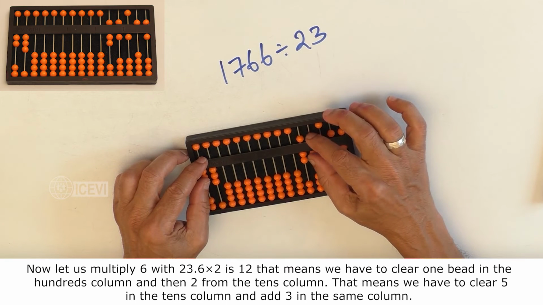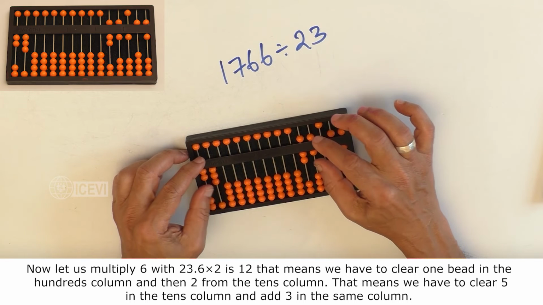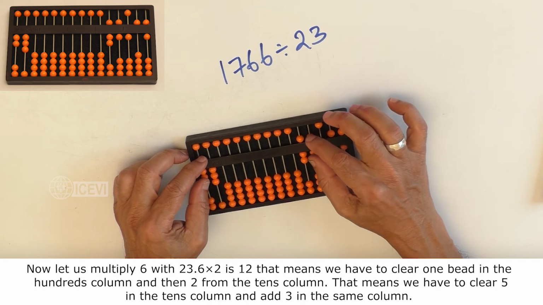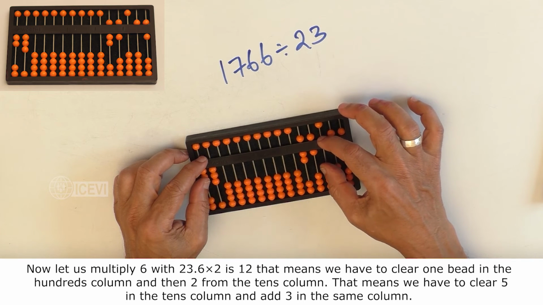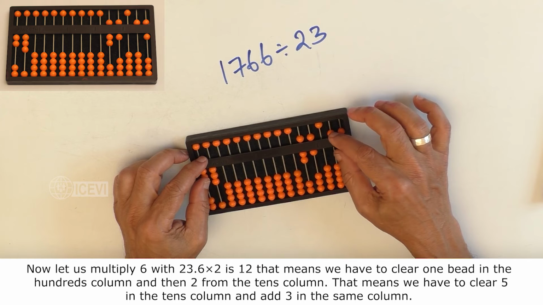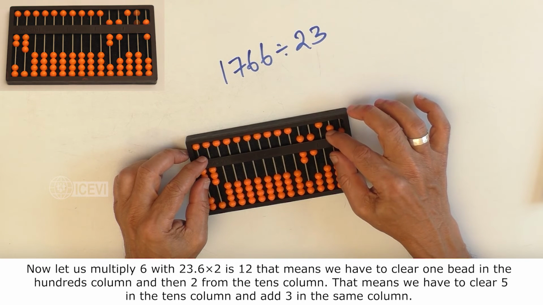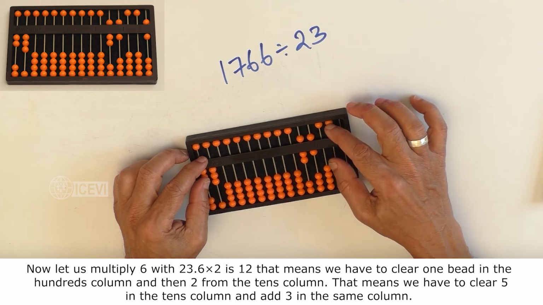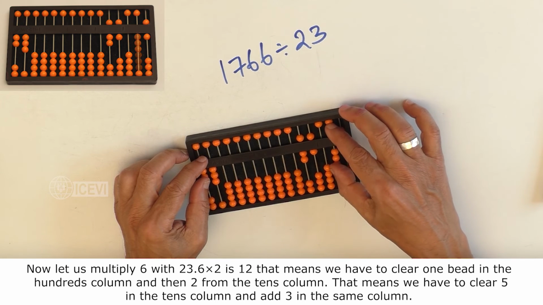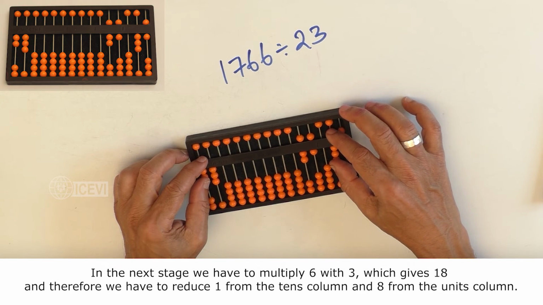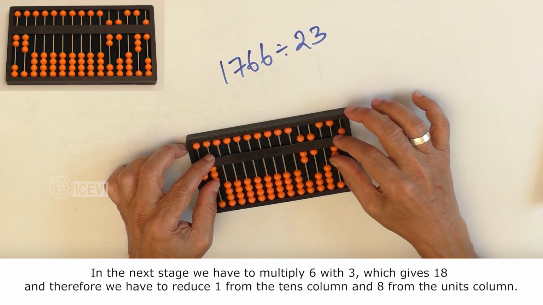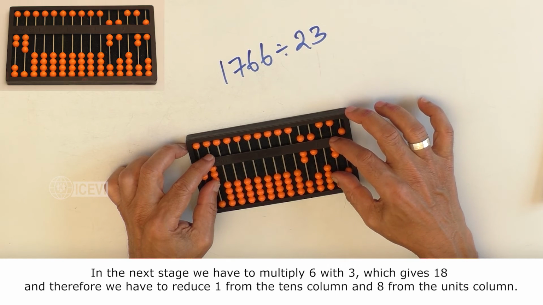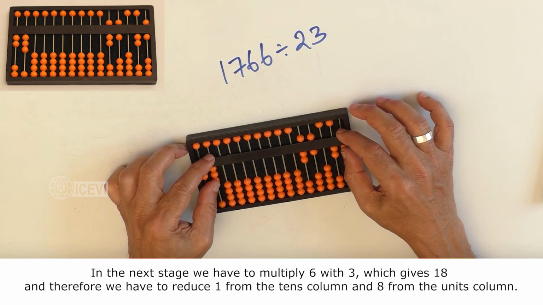Let us multiply 6 with 23, that is 6 multiplied by 2, that is 12. That means we have to clear 1 bead in the hundreds column and then 2 from the tens column. That means we have to clear 5 in the tens column and add 3 in the same column. In the next stage, we have to multiply 6 with 3, which gives 18, and therefore we have to reduce 1 from the tens column and 8 from the units column.